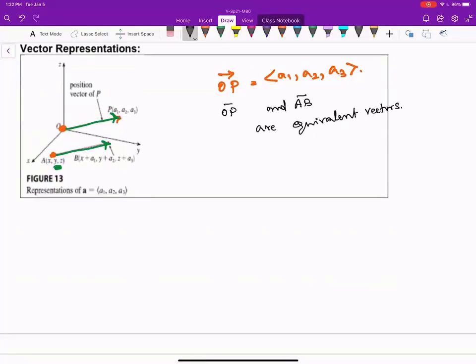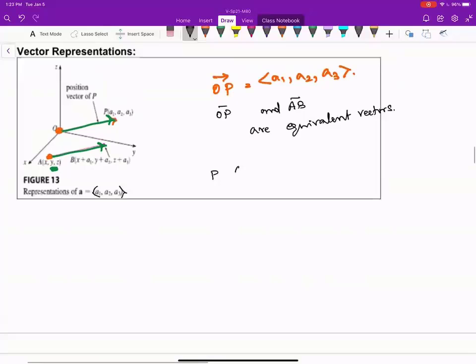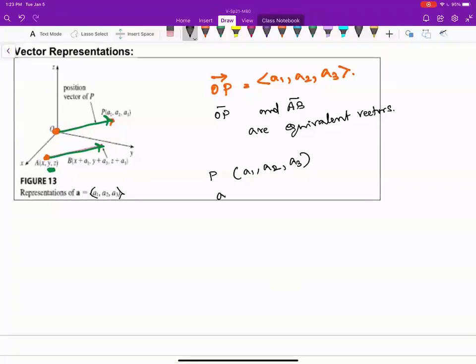So vector representation is always the component form, A1, A2, A3. If you write a point, point P is in the coordinate form, A1, A2, A3. If you write vector A, it should be in angle brackets, A1, A2, A3.